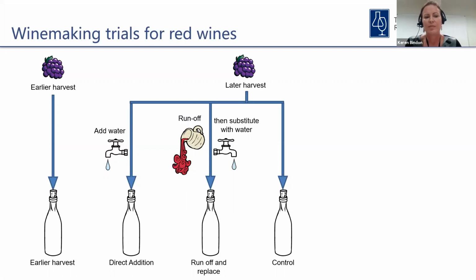So two approaches have been used. First, where we simply add water at the winery, at the point of crushing. And this would be more likely what is done in the industry. It's much simpler and more straightforward. But then we also took the approach of looking at a runoff, or what would typically be a saignée in rosé production, and then replacing it with an equivalent quantity of water.